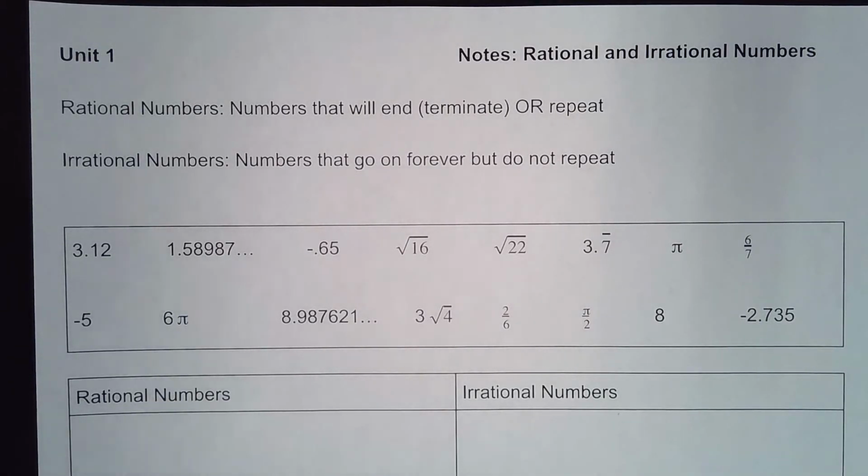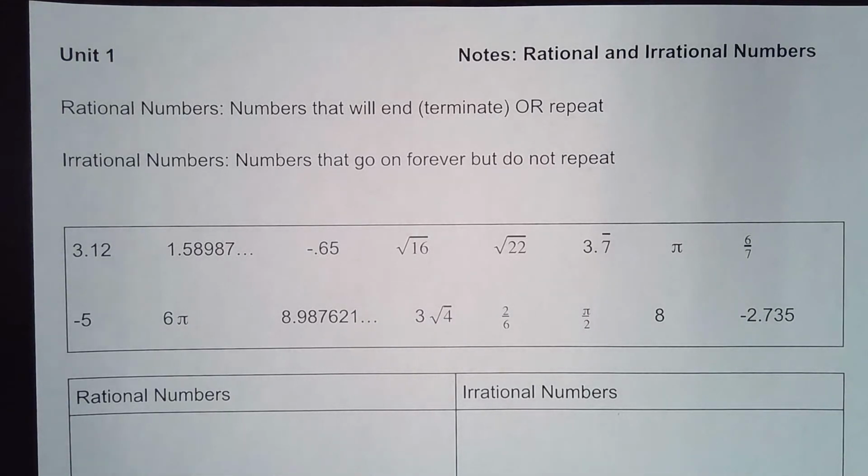Kerr. Today we're going to be talking about rational and irrational numbers and classifying numbers in each different group. So first of all, rational numbers, we'll remind ourselves what that means. Rational numbers are numbers that end or terminate or repeat, like 0.33333 or 0.545454. That's repeating, so that would be rational. Or a decimal 0.025 that ends. It's a rational number. Irrational numbers are numbers that go on forever but do not repeat.